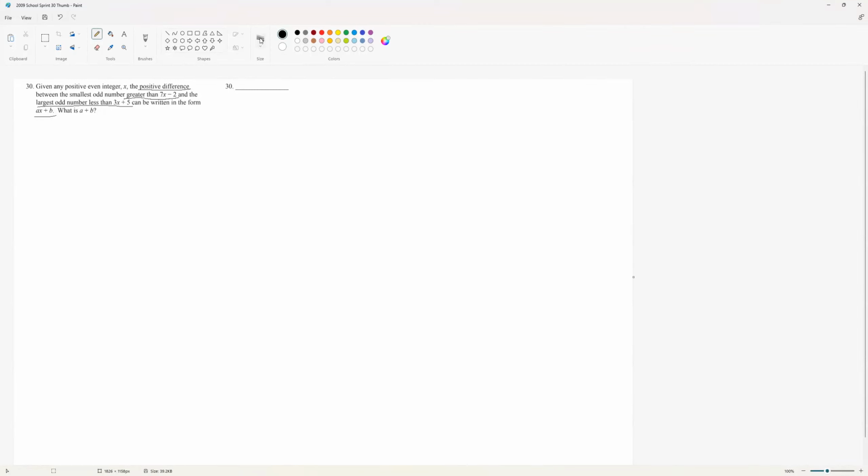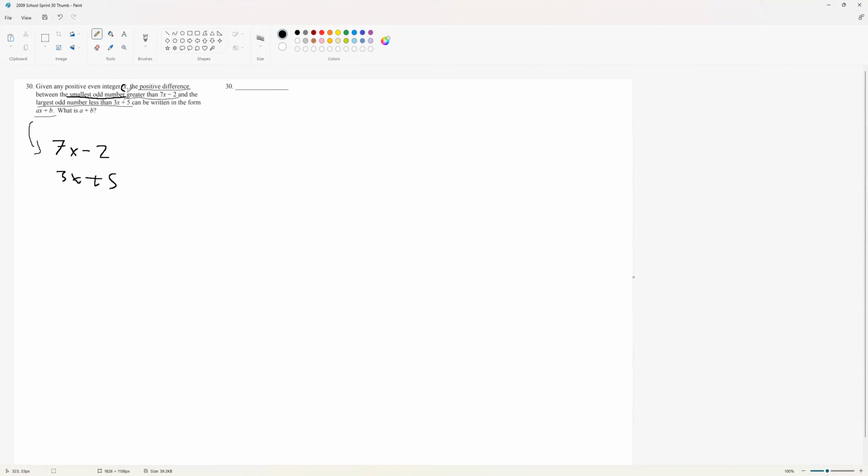Right, so what we're going to start here is we're going to convert this text into a numerical form that we can work with. So I'm just going to draw an arrow down here. We know that we're going to have the two terms: 7x minus 2, and 3x plus 5. So we know that we're going to have the positive difference between the smallest odd number greater.